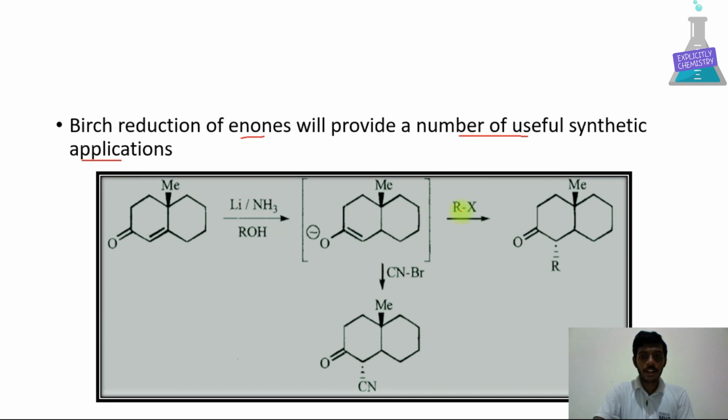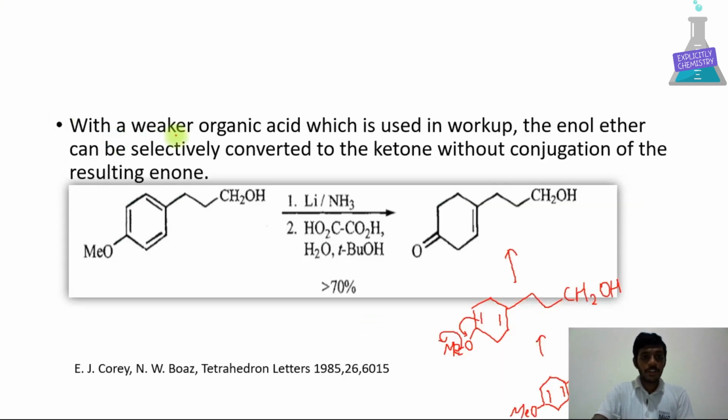This is a resonance form of this one. If we add RX, alkyl halide, the R group is substituted here, forming an interesting complication. If CH3Br is added, the R may be a CH3. With a weaker organic acid used in workup, this enol ether can be selectively converted into the ketone. This is a ketone without conjugation of the resulting enone. Here this is a double bond, here is double bond O. This is enone. Here no conjugation is present.